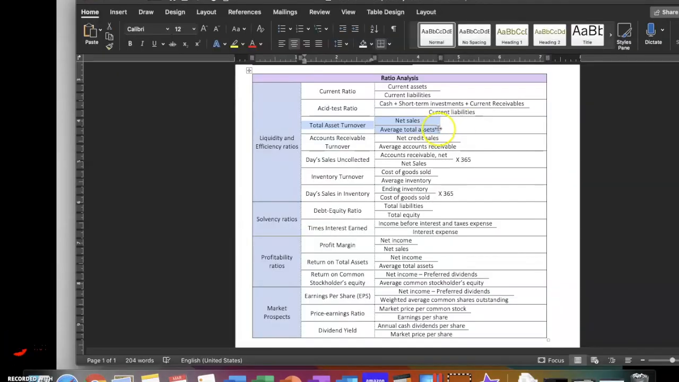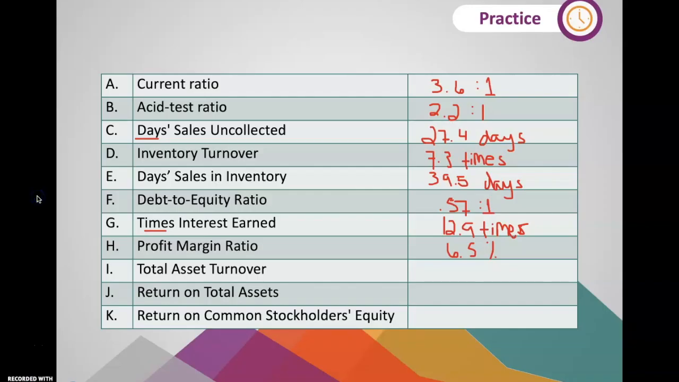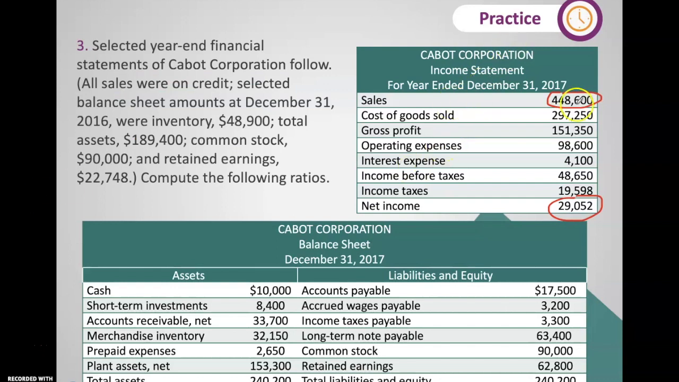Okay, next we have total asset turnover. This formula is net sales divided by average total assets. So we have the sales here divided by the total assets average from this year and last year. So this year it's 240,200, and I want to find what my assets were last year. So we can find that up here. Total assets right here, 189,400. So I want to find the average between these two numbers, the 189,400 and the 240,200. So we're going to add them together and then divide by 2.